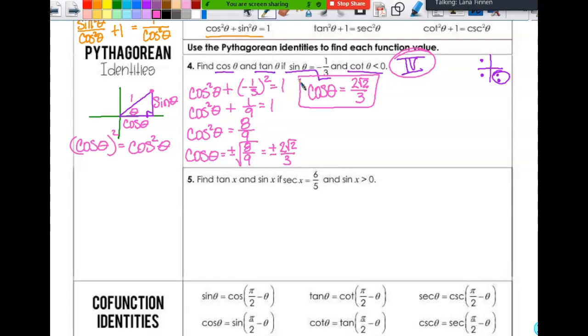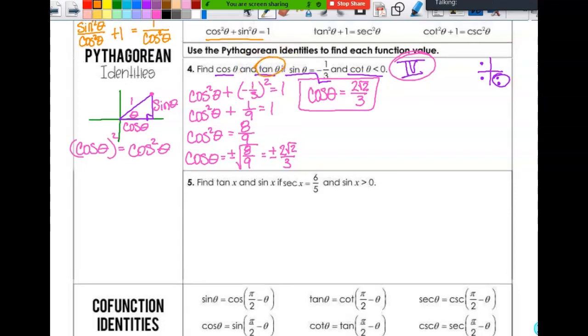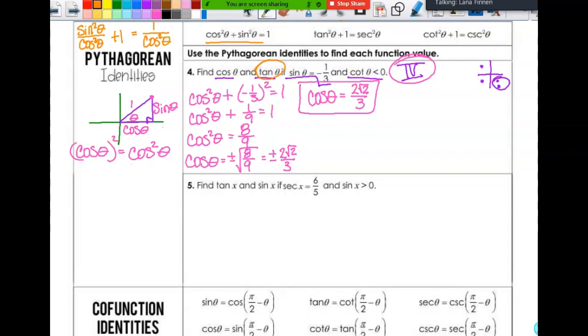Any questions at this point? Okay. So then I also need to find tangent of theta. So when I look up here, I've got tangent goes with secant. Well, I don't have secant, but secant's the reciprocal of cosine. And I've got cosine, so I'm good. All right. I don't even really care about secant. I want secant squared. What is cosine squared?